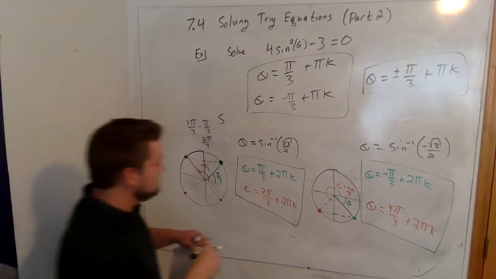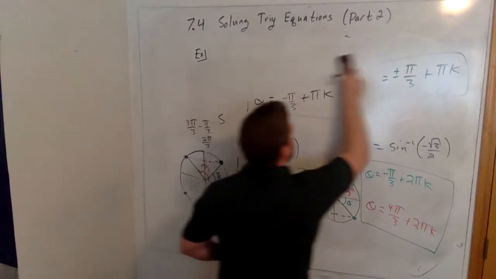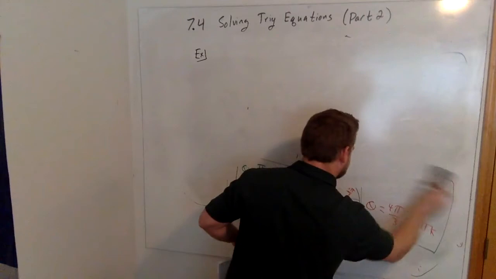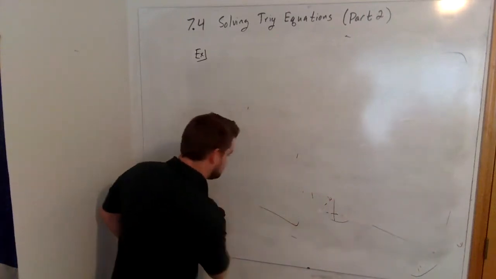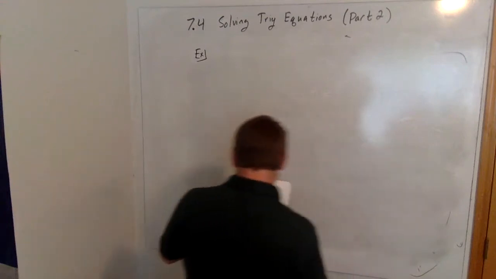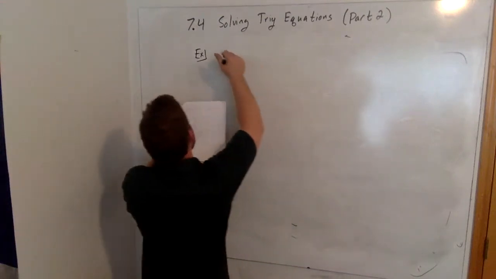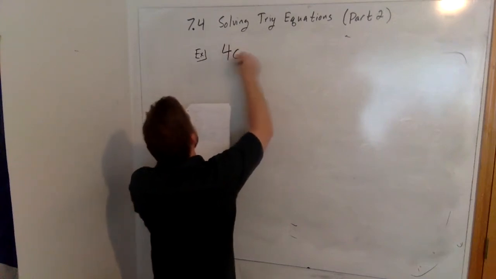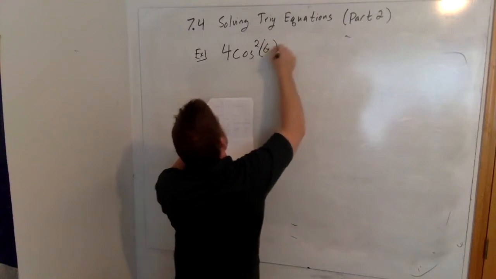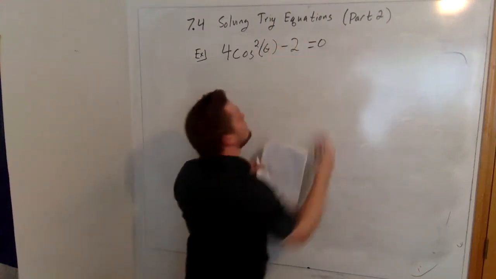Okay, let's do another one. Let's have you try one. How about you go ahead and pause the video and try to solve 4 cosine squared of theta minus 2 equals 0. Go ahead and give this a shot.